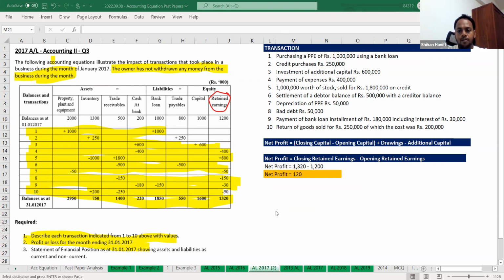Then the last part, the financial position. So can we take additional capital to the profit? No, you can't take additional capital to the profit. They ask only for the net profit. Profit is different.